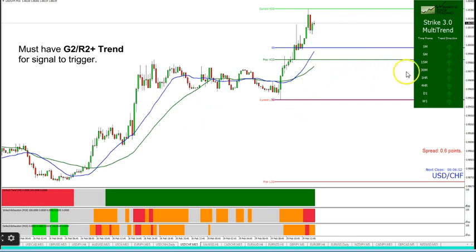And then you have to have the trend set up. So the trend is green right here, and we have the G2 in place. When you get a G2 plus trend, then it's a signal. If you get a G2 and there's no trend, then it is not a signal. But G2 plus trend is a signal. And as you can see in this example, the price moved quite a nice distance. It didn't take long for it to happen, and it just went straight to it.